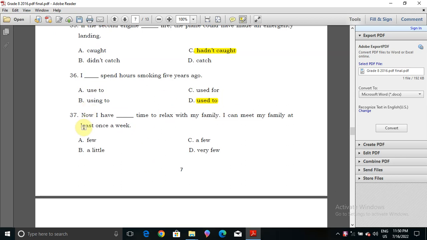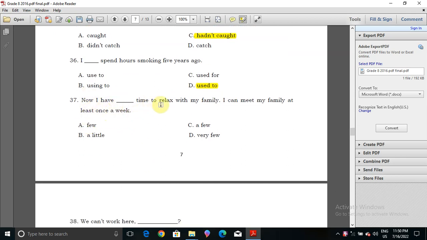Now question number 37: now I have dash time to relax with my family. I can meet my family at least once a week. Now I have a few time to relax with my family. I can meet my family at least once a week. So that means the correct answer for question number 37 will be a few.